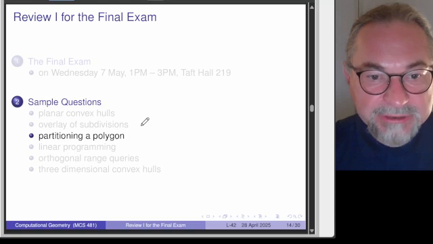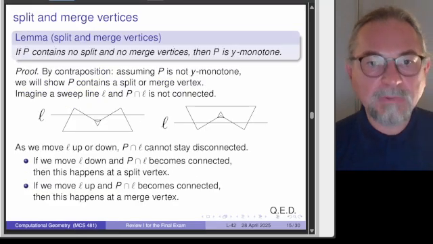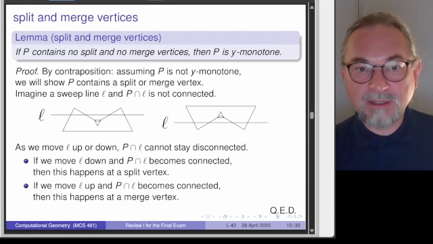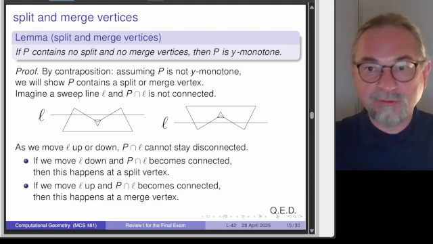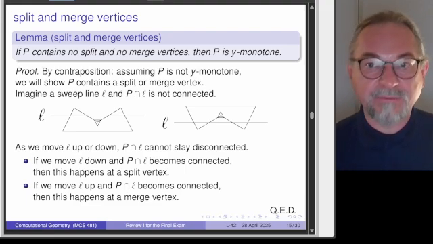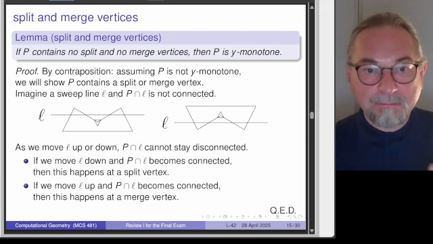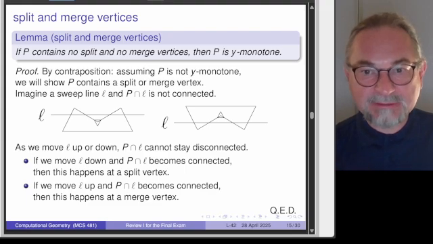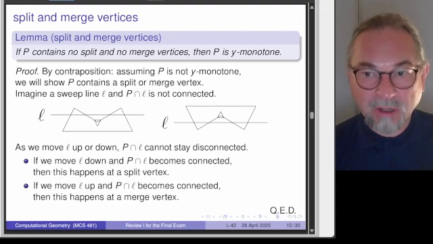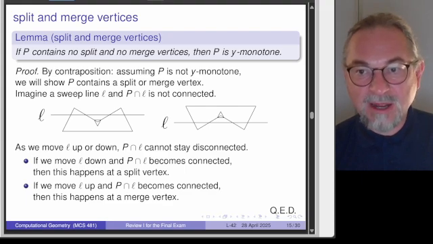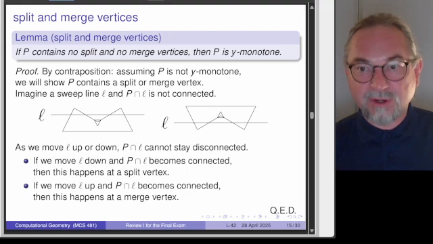Okay, partitioning a polygon. When we triangulate a polygon, if the polygon is convex, then it can be done in a very straightforward manner. You just pick one vertex and you add diagonals to the opposite vertices. Now, if the polygon is not convex, then you can make it Y monotone. Y monotone is not yet convex, but it can be triangulated efficiently.